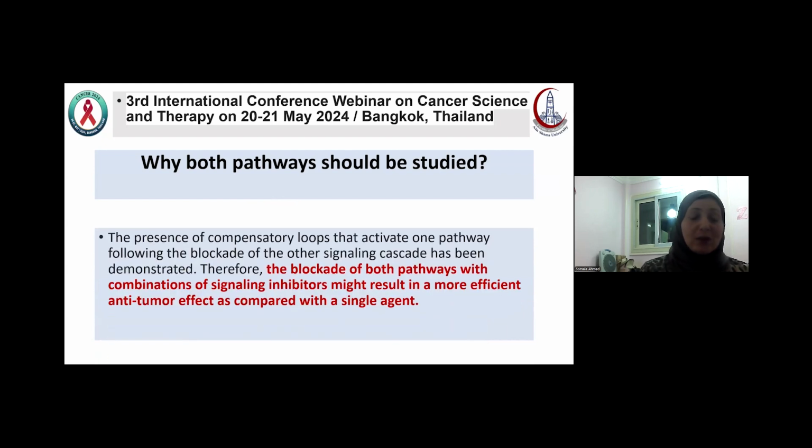Why do we need to study both pathways together? Because if you block one pathway, this may activate the other pathway. So if I use targeted therapy for only one pathway, the other pathway may be activated and overcome this blockage, and so I will get very limited benefit from the targeted therapy. That's why it's better to block both pathways with a combination of signaling inhibitors. This will give a more efficient anti-tumor effect rather than using one targeted therapy for one molecule. So it's better to study both molecular pathways in any tumor, and that's why we study both molecular pathways in the prostate cancer cases.